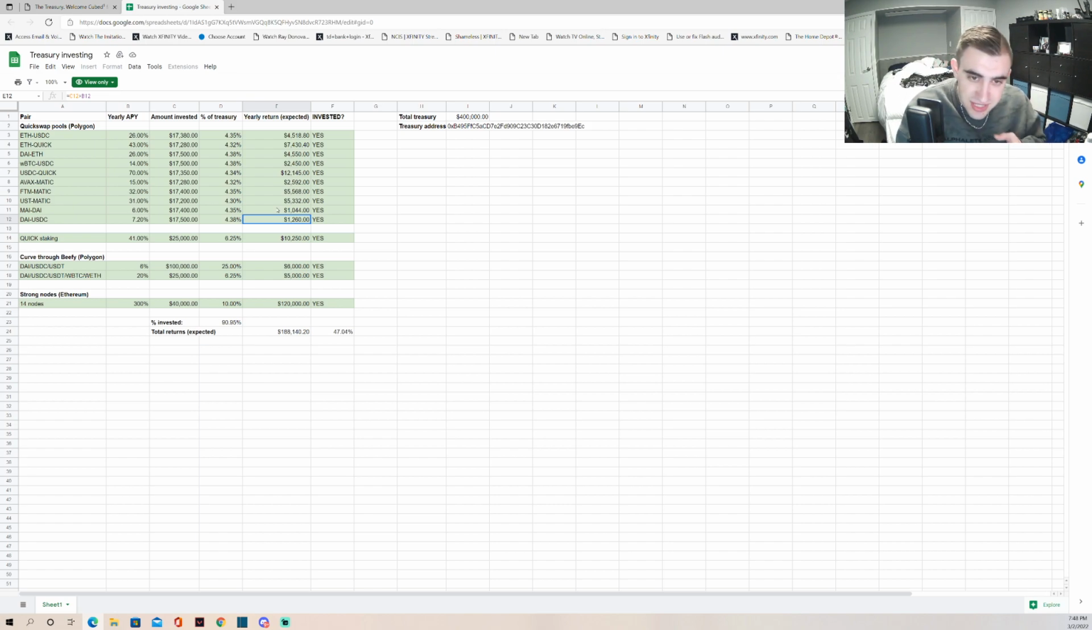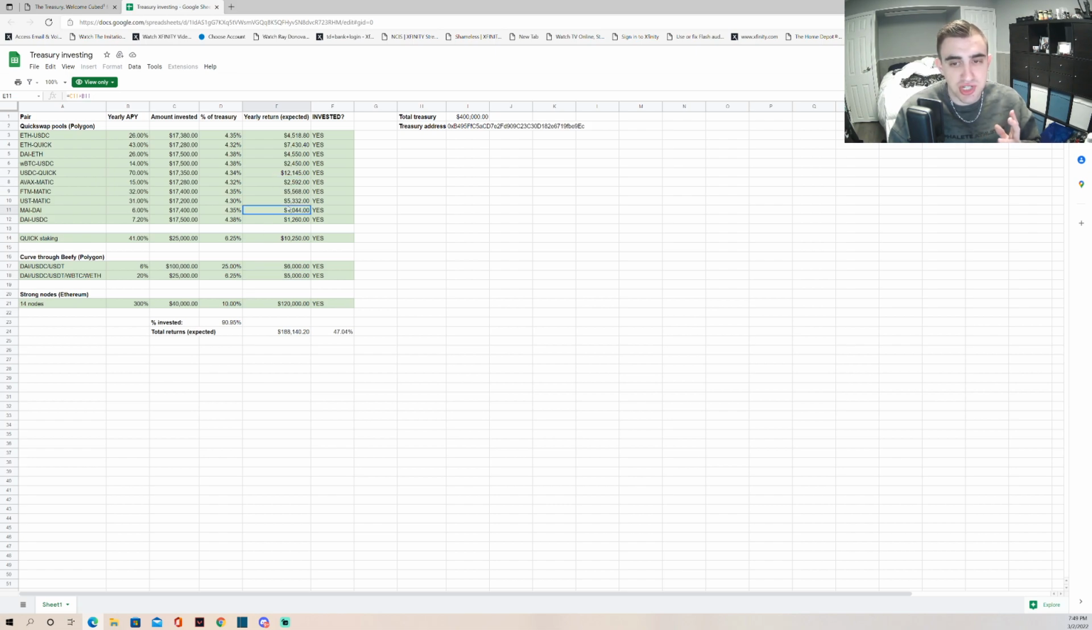They even have a treasury address here, so you guys can look it up for yourselves. Then they also have on Curve, which is on Polygon, the triple pool, so they have DAI, USDC, USDT. That's only 6% yearly APY. They put $100,000 into that, so it's only going to be making $6,000 a year. But I feel like that's going to be really, really stable, and I think that APY is not going to fluctuate whatsoever. Then they have another here for 20% APY, $25,000 in that, for a $5,000 yearly expected return.